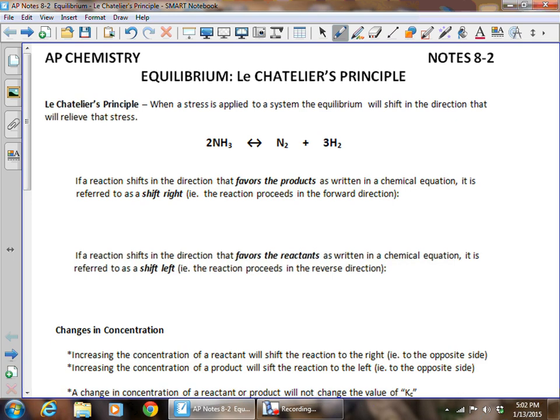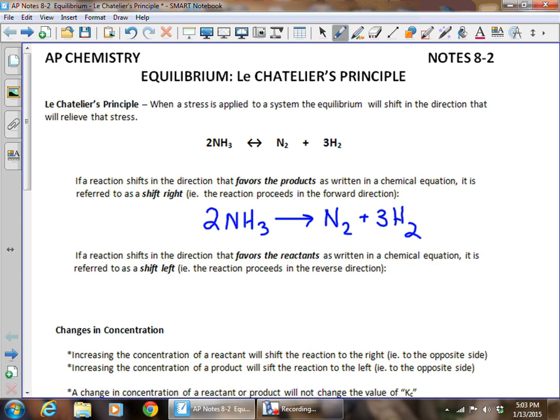If we say the reaction shifts in the direction that favors the products, as written in this chemical equation, it's called a shift right. And we would write it like this. We would say that this reaction has shifted to the right, meaning we're forming more products.